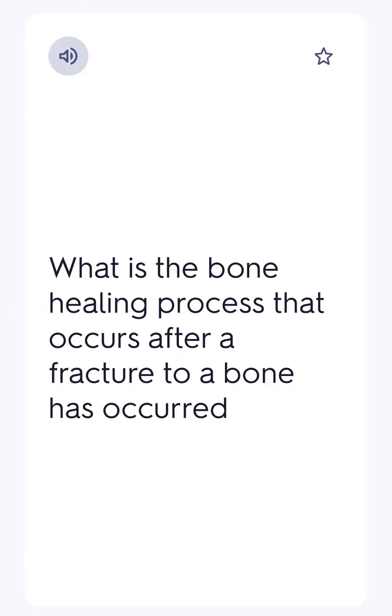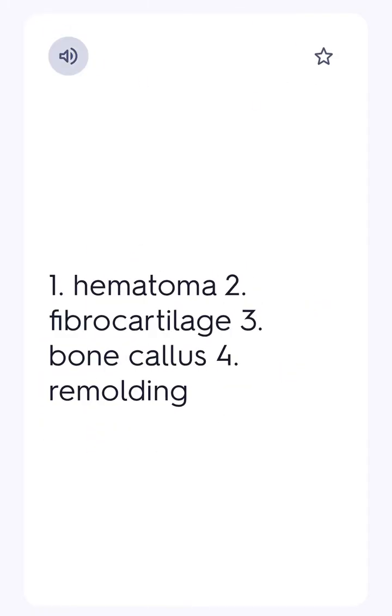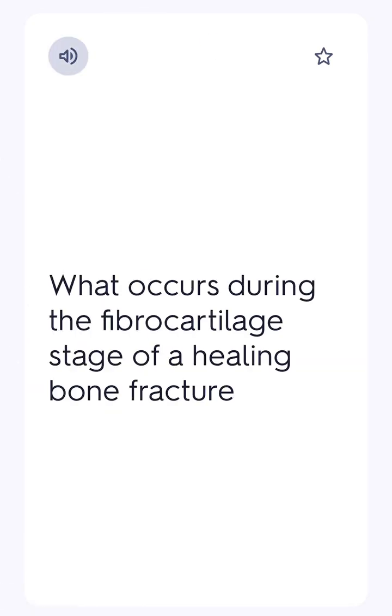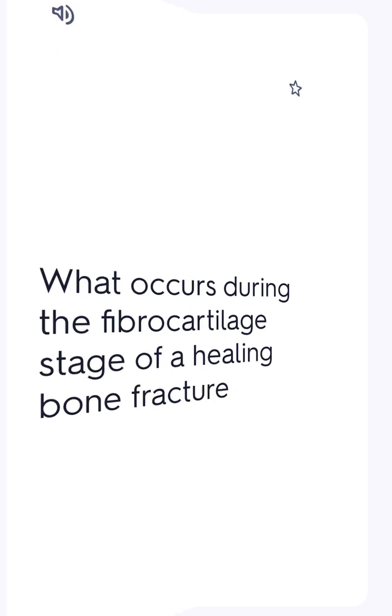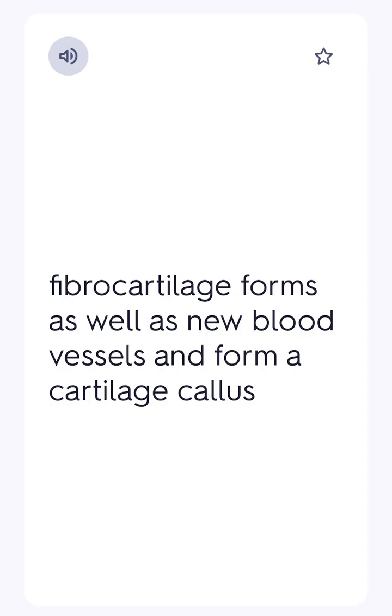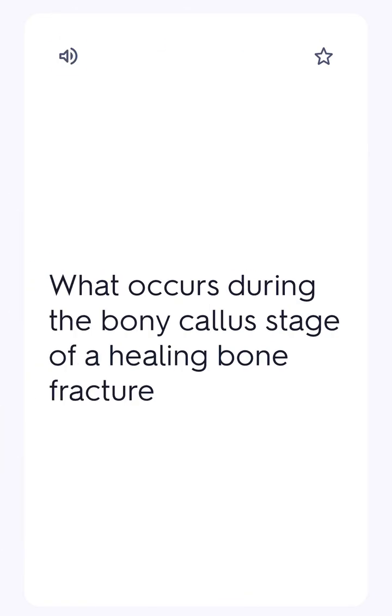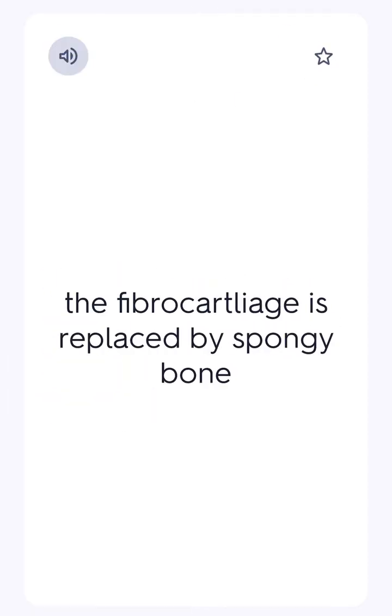What is the bone healing process that occurs after a fracture to a bone has occurred? 1. Hematoma. 2. Fibrocartilage. 3. Bone callus. 4. Remodeling. What occurs during the fibrocartilage stage of the healing bone fracture? Fibrocartilage forms as well as new blood vessels and form a cartilage callus. What occurs during the bony callus stage of the healing bone fracture? The fibrocartilage is replaced by spongy bone.